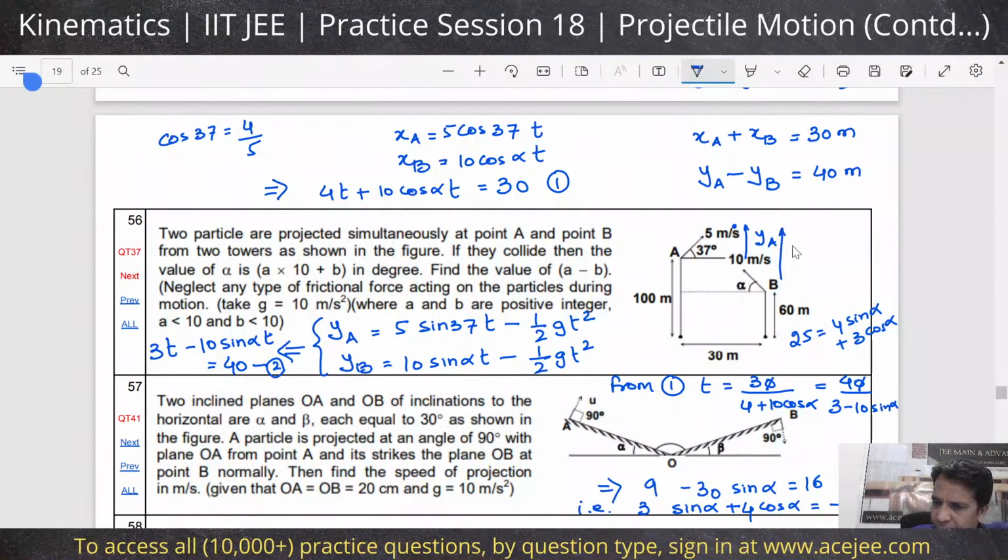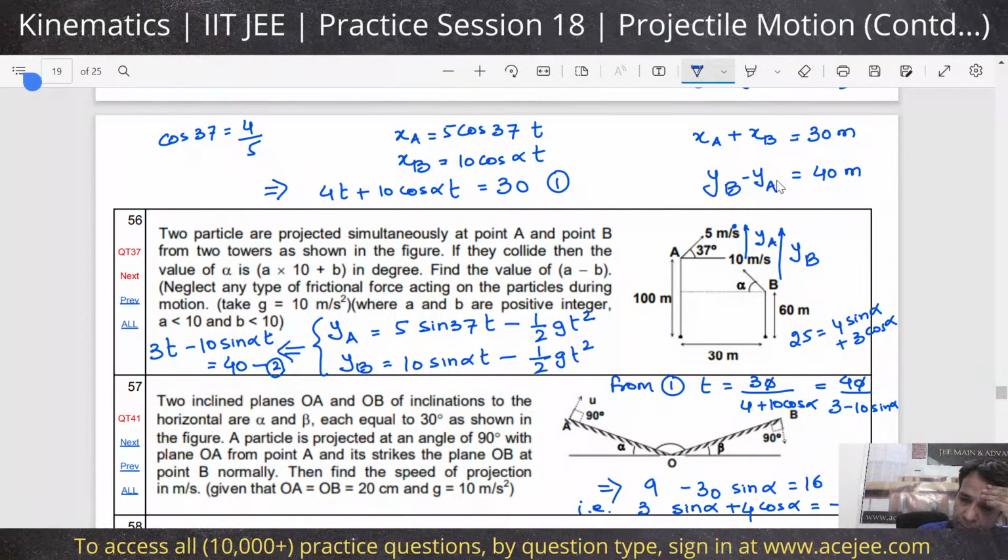And can you see the error here? It should be YB minus YA should be equal to 40. Sometimes when you don't really draw things up nicely, we make mistakes. So let's quickly work that out. So YB minus YA is 40 meters.